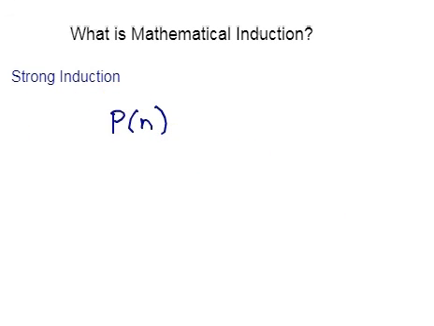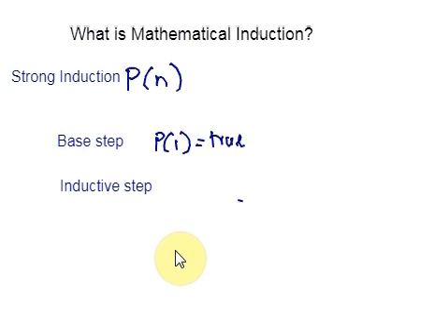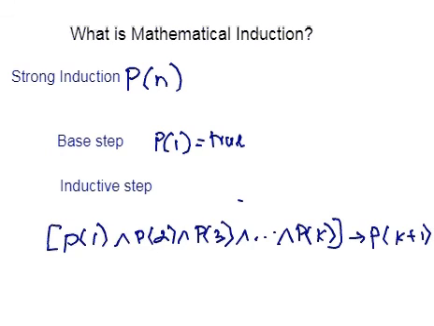Similar to mathematical induction, we have two important steps in strong induction. First one is the base step, second one is the inductive step. The base step proves that the initial proposition P of 1 is true. And the inductive step proves that the conditional statement is true for all the positive integers k. The significance of mathematical induction cannot be understated.